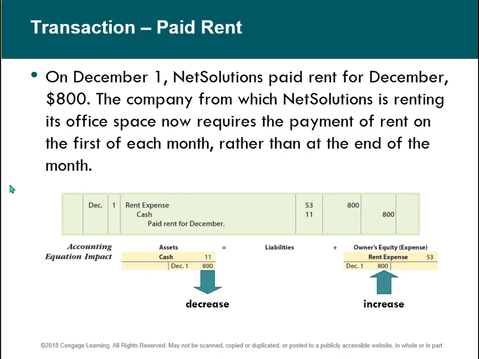So now here's another transaction. They paid rent. On December 1st, they paid December's rent. The company is renting office space, and now requires a payment on the 1st of each month rather than at the end of the month. So on December 1st, we're recording rent expense and crediting cash. This is the current month, so we're just going to call it expense. Don't worry about cutoffs and things like that. So that decreases cash and increases rent expense.